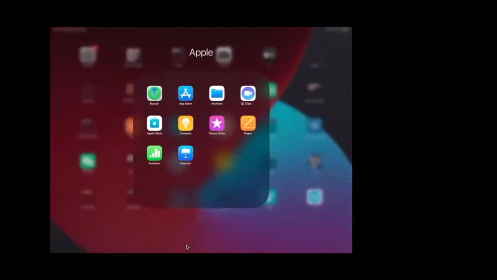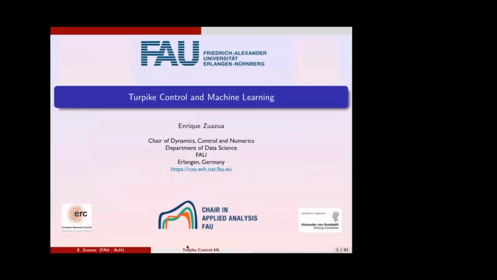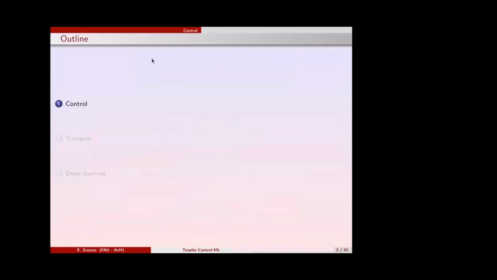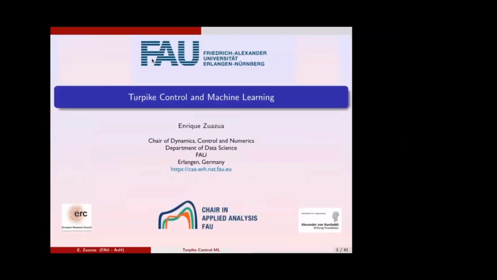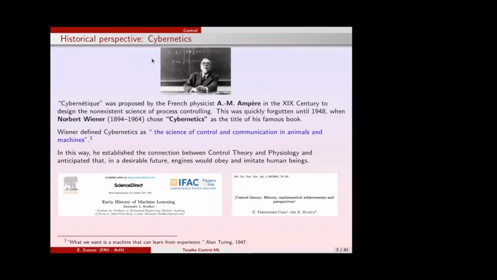Okay. So if not, let me now move on to the Turnpike property. So as you see, now I will discuss two topics that in principle are completely independent, but as we will see, as it often occurs, there are some interesting connections that I will try to highlight.